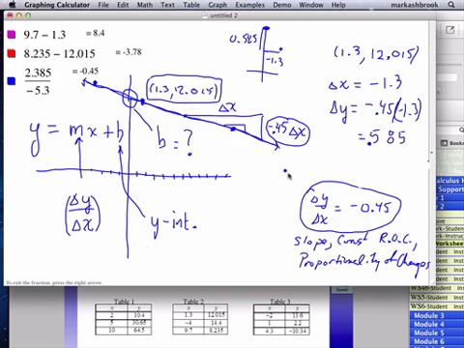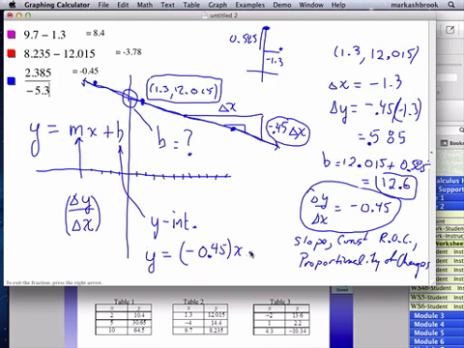Add it to the y we had before. So b is going to be the y we started at, plus how much we changed when we went through the delta x. And what does it equal? 12.6 exactly. Okay, so in this case, what's the equation of our line then? y equals negative 0.45x plus 12.6.